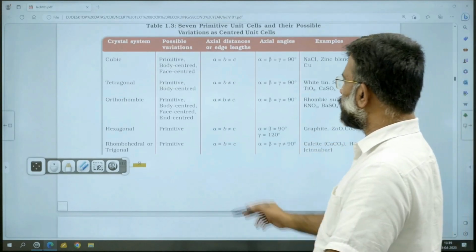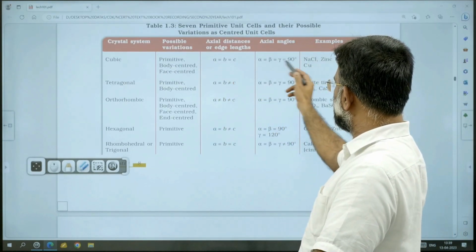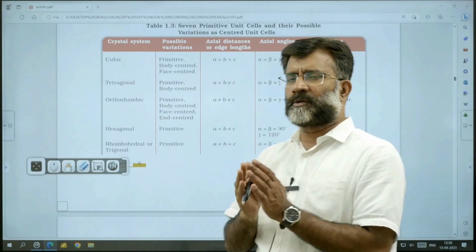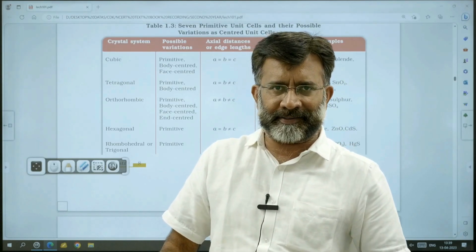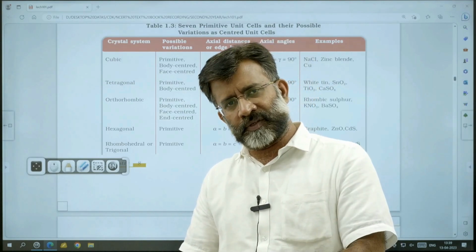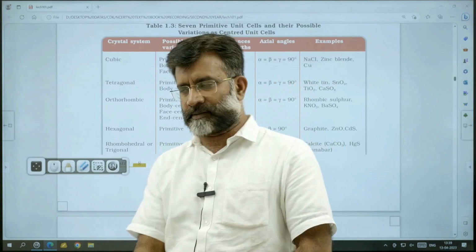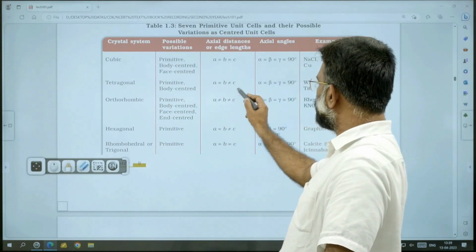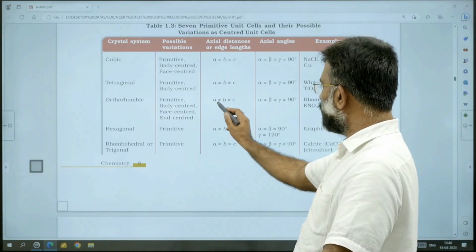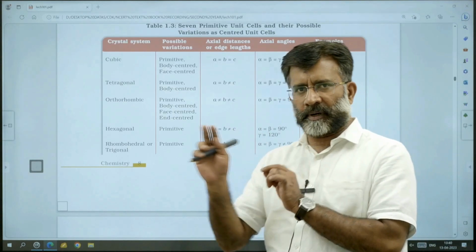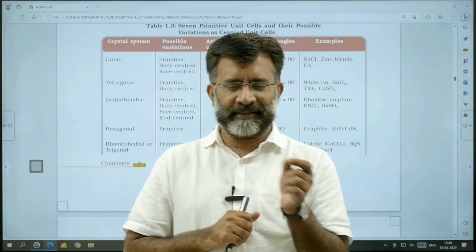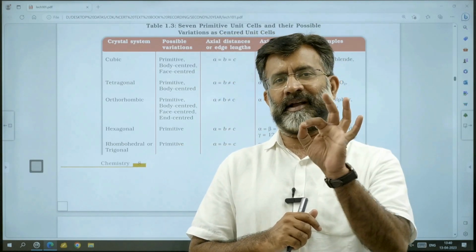Crystal systems are given. Cubic, you see A equal to B equal to C, and including examples it is given. You must go through this table thoroughly and learn it by heart, because there can be a question giving the dimension and asking which system it is, or giving a system and asking for the dimension, with examples. Tetragonal, A equal to B not equal to C. Orthorhombic, A not equal to B not equal to C: length, breadth, height are different and alpha, beta, gamma are 90 degree. You can imagine a matchbox.